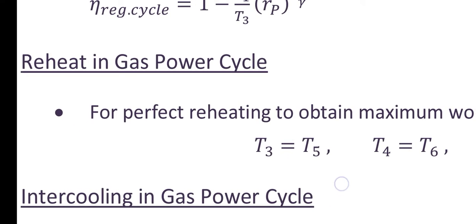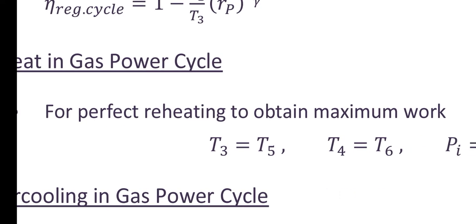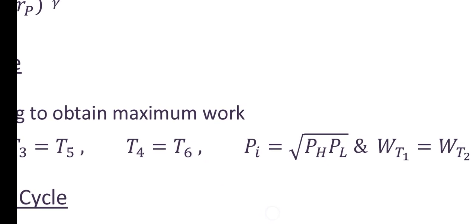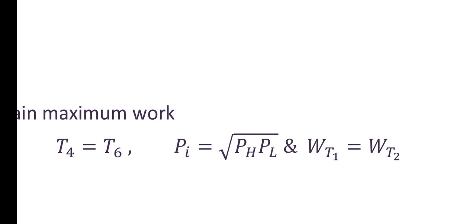Similarly, we do reheating in the gas power cycle to get more work output. Whether efficiency is improved or not depends upon the situation, but definitely one thing is there, that we will get more power output. So for perfect reheating to obtain maximum work, T3 equals T5, T4 equals T6, and Pi equals the square root of Ph times Pl, and the work done in both the turbines will be equal.